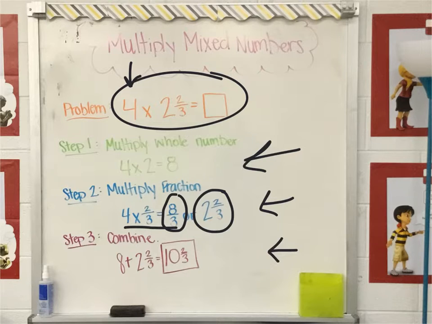The final step of the problem is to simply combine or add your solution from step 1 and step 2. So down here I have 8, which was my solution from step 1, plus 2 2/3, which was the solution from step 2. 8 plus 2 2/3 equals 10 2/3, because 8 plus 2 is 10, and then my 2/3 is just along for the ride. So now that you've seen a breakdown of the steps, let's try a couple together.